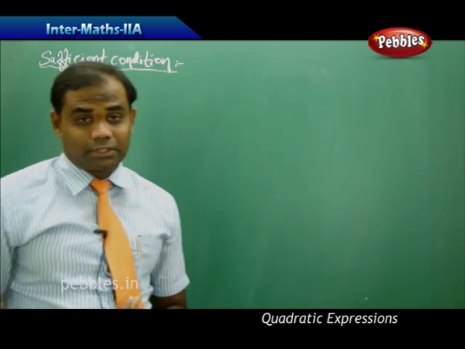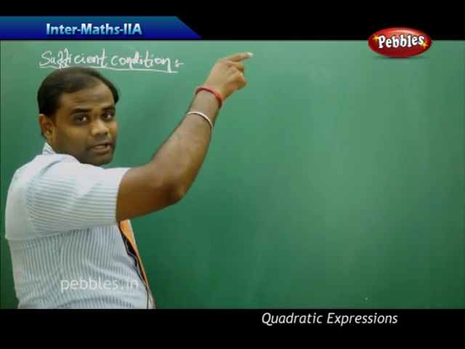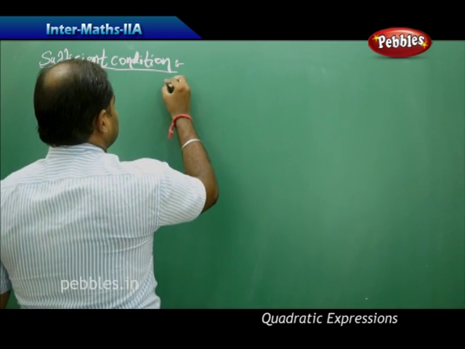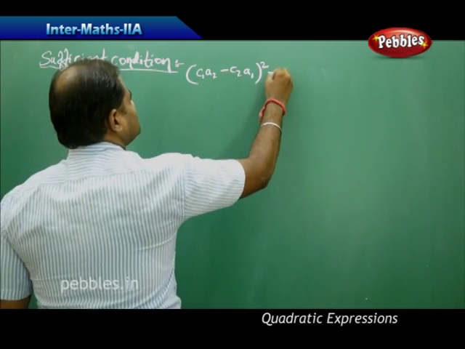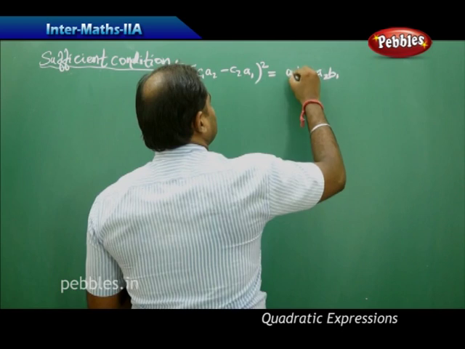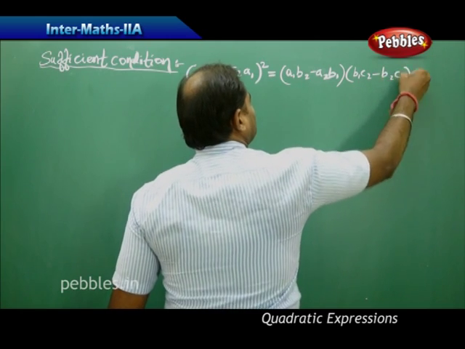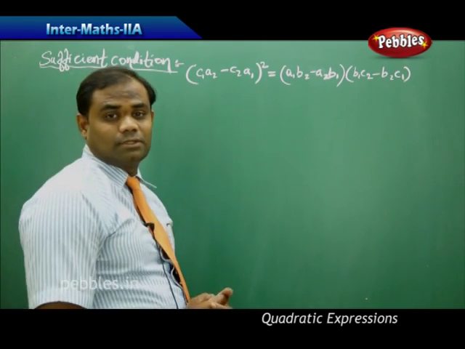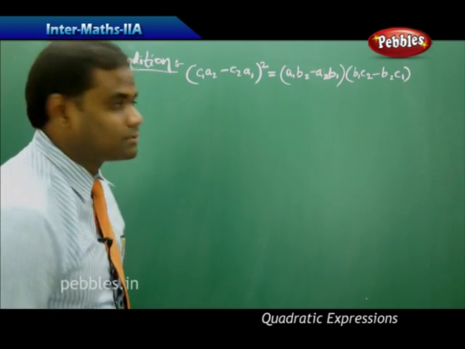Now let's take the sufficient condition, that is, assuming that for the given two quadratic equations, which are given by equation 1 and 2 in the previous case, we have the condition which states (C1A2 minus C2A1) whole square is equal to (A1B2 minus A2B1) times (B1C2 minus B2C1). This is the sufficient condition out here. Now with this, I prove that there is a common root between the two quadratic equations.